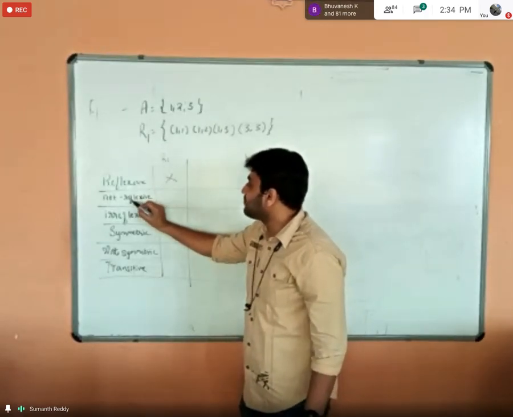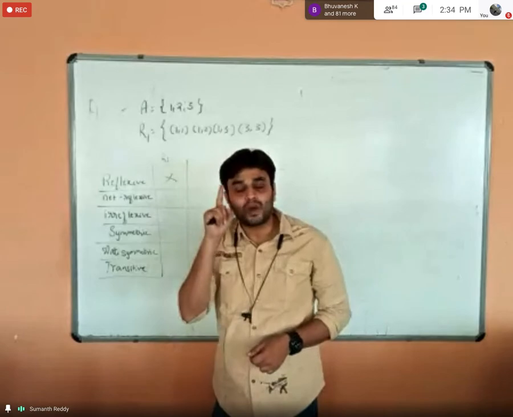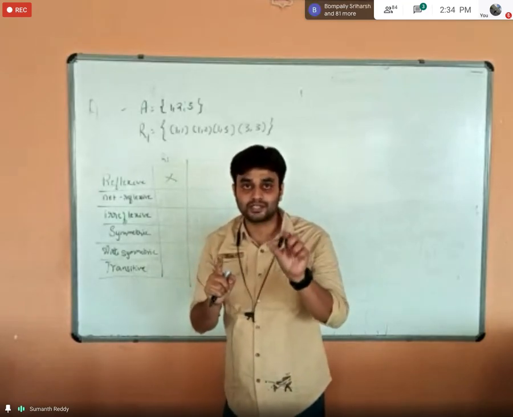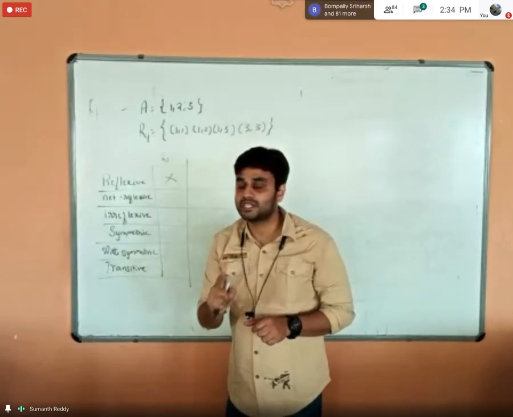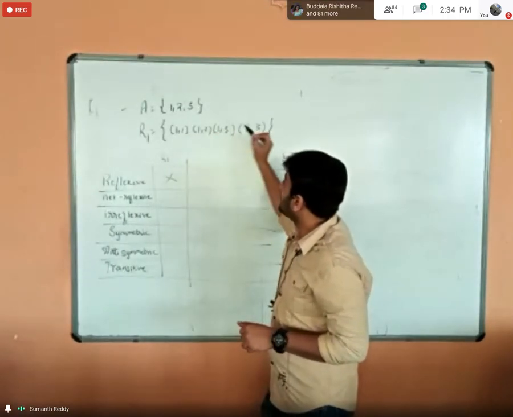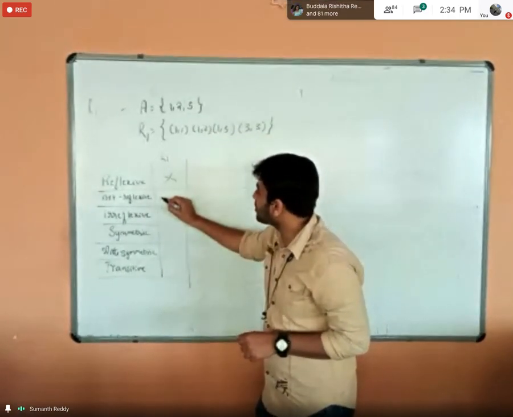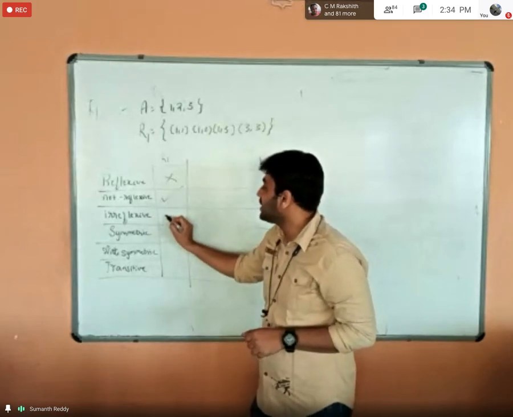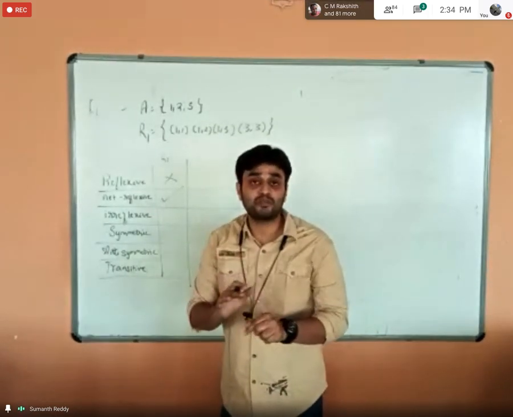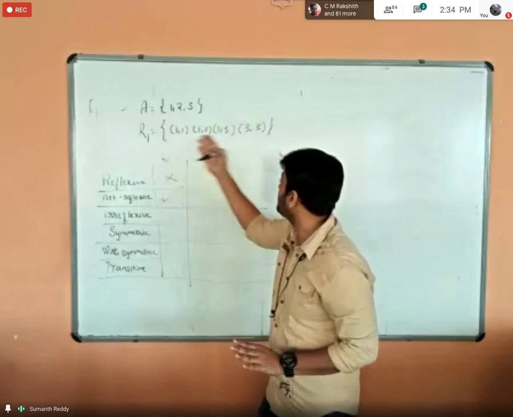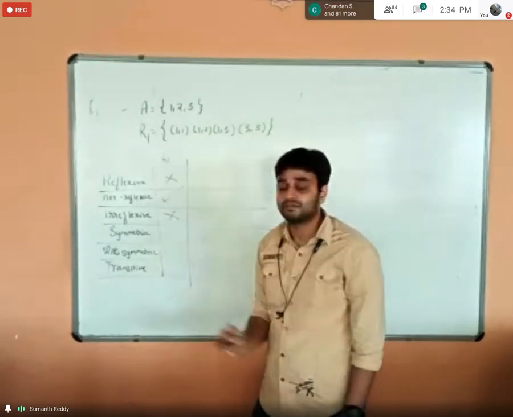Is it irreflexive? If I have to tell it is not reflexive, at least, note down the word at least, means at least one element must be related to itself. Here I have 1, 1, and I also have 3, 3. So it is not irreflexive. Irreflexive means no element may be related to itself. But I have 1, 1 here and 3, 3, so it can't be irreflexive.